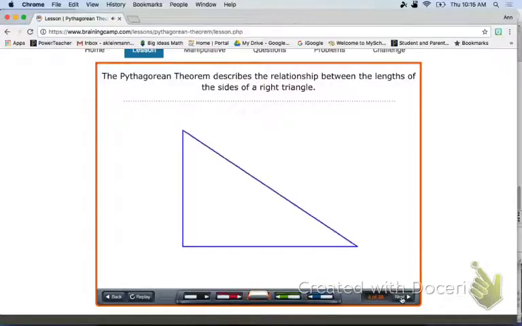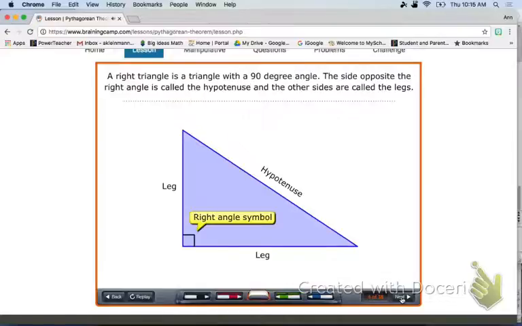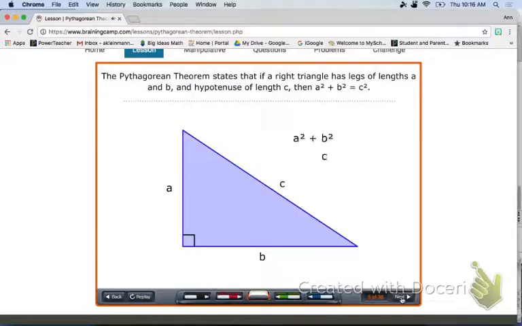The Pythagorean theorem describes the relationship between the lengths of the sides of a right triangle. A right triangle is a triangle with a 90-degree angle. The side opposite the right angle is called the hypotenuse, and the other sides are called the legs. The Pythagorean theorem states that if a right triangle has legs of lengths A and B and hypotenuse of length C, then A squared plus B squared equals C squared.